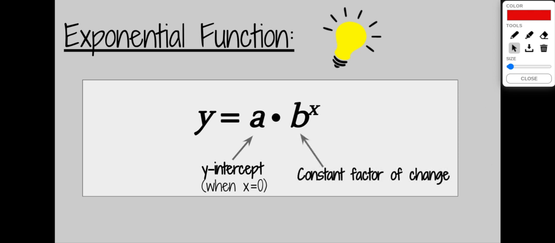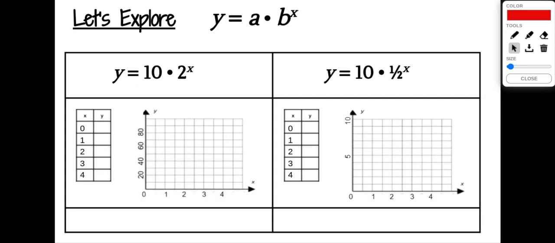The b is the constant factor of change. So that's what's being multiplied. So you see the dot here. So the b is what's being multiplied, that constant factor of change. If you need to pause the video to go ahead and write this down, please do that and then you can continue.